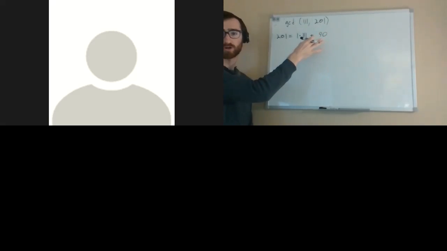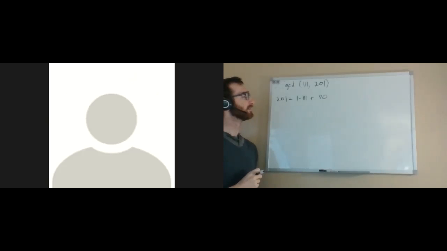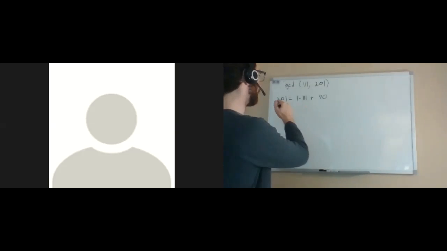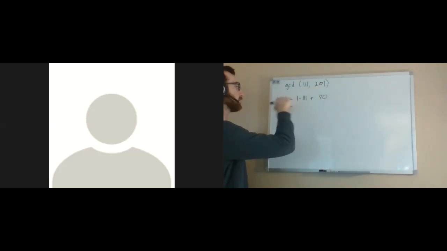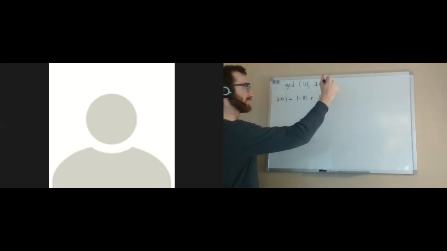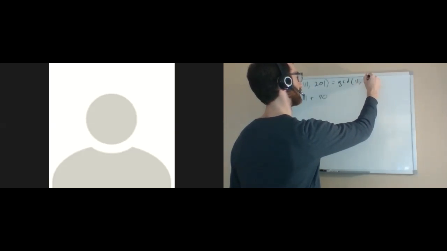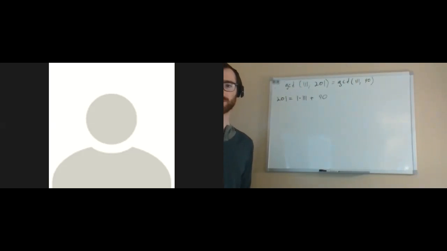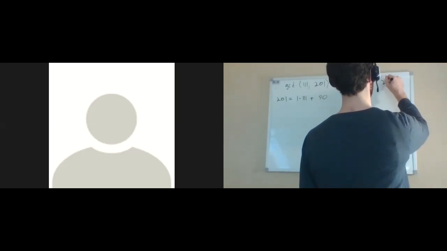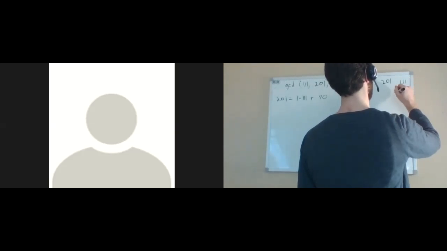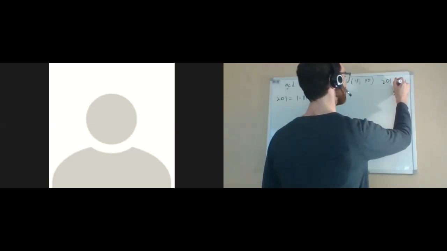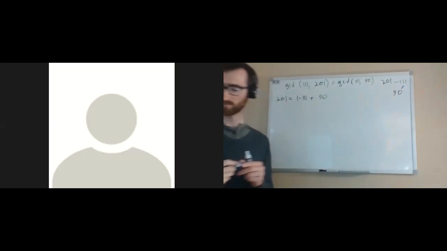Okay, so this is the correct division algorithm expression of 201 divided by 111. And what we already know immediately is that the GCD of 201 and 111 is the same as the GCD of 111 and 90 by my previous argument. In other words, I'll make a little triangle, 201, 111, 90, and whatever the GCD of these two is, it's the same as the GCD of these two.